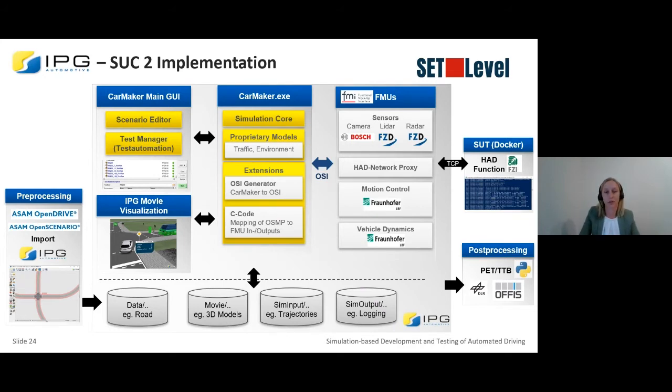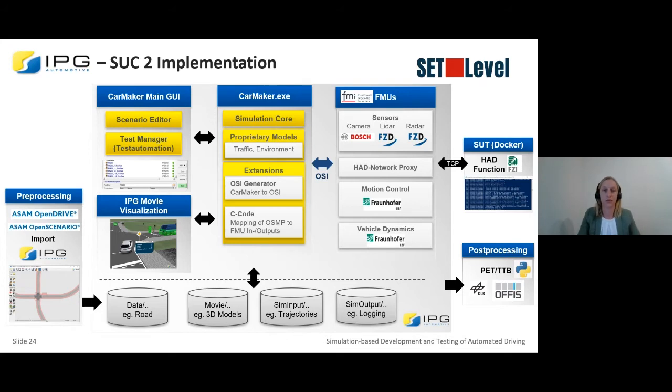First, we have the pre-processing, on the left. Standardized input formats OpenDrive and OpenScenario are imported and represented in the CarMaker proprietary format. In combination with other input data such as 3D models, this data is displayed in the lower part of the slide. It is accessed by the simulation program before and during the simulation via a proprietary interface.